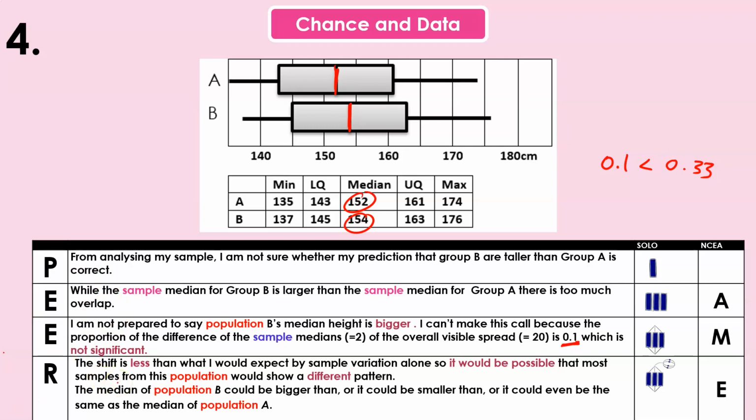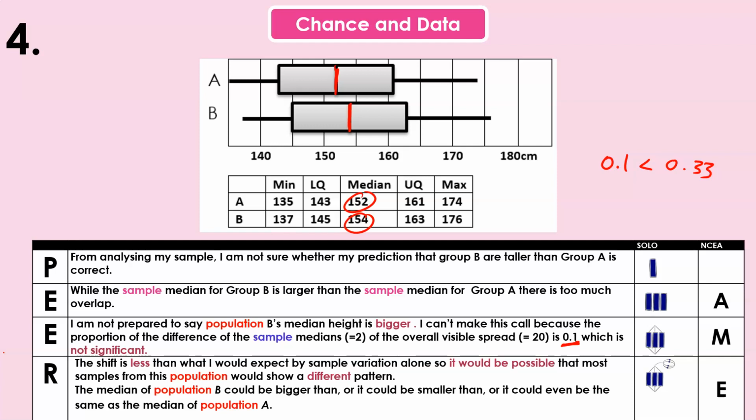And look how, for the relevance part, this last part, that changes the last part of the meaning. The shift is less than I'd expect for the sample variation alone, so it'd be possible that most samples from the population would show a different pattern. So what we're saying is that if we took another sample, it would look different. The median population B could still be bigger than, or it could be smaller than, or it could even be the same as the median population A, which is a really important result because it could be that what we have predicted is true. It's just that we can't be confident with just this one sample.